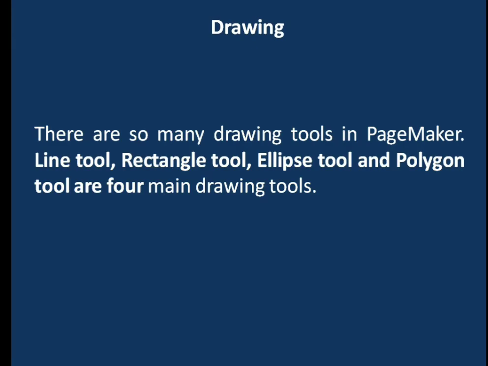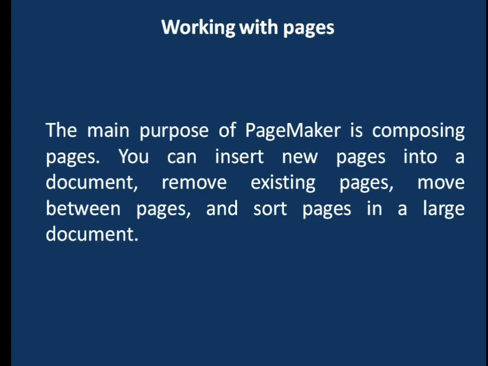Drawing. There are many drawing tools in PageMaker. The line tool, rectangle tool, ellipse tool and polygon tool are the four main drawing tools. Working with pages. The main purpose of PageMaker is composing pages. You can insert new pages into a document, remove existing pages, move between pages and sort pages in a large document.